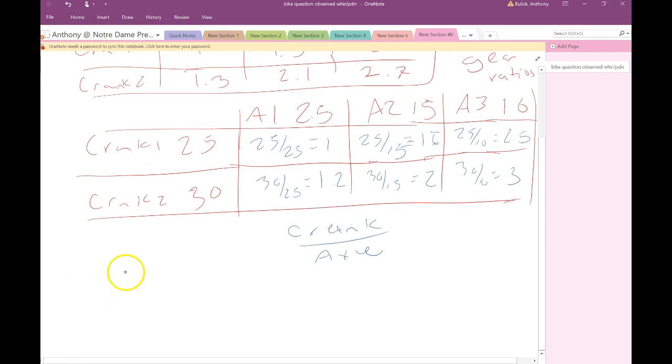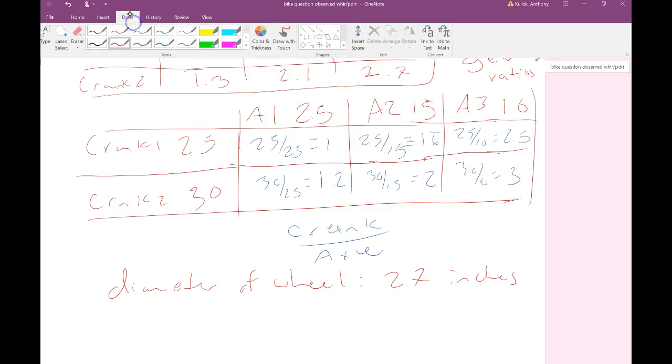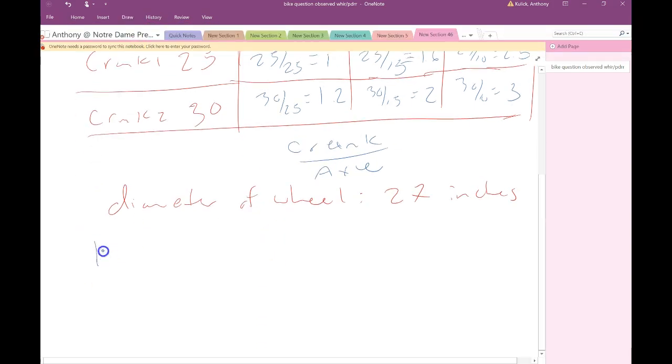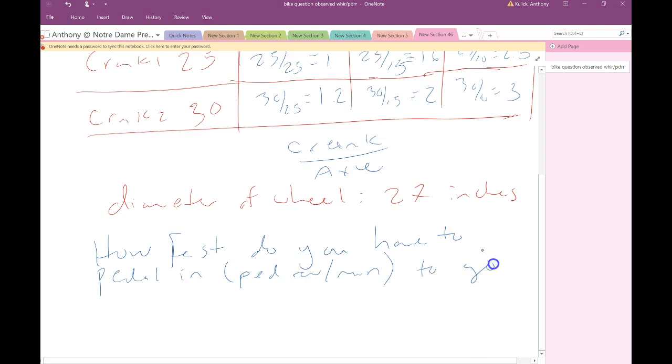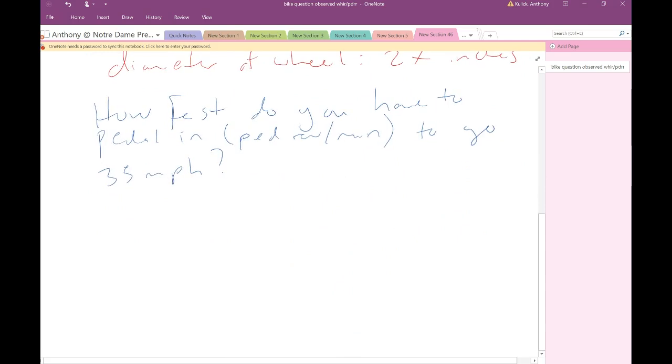Okay? And I probably also need to tell you the diameter of the wheel. Let's say that was like 27 inches or something. And then I could ask you how fast you have to pedal, in pedal rev per minute, to go, like, I don't know, 35 miles per hour. So I'd expect you to be able to do something like this, right? This was kind of the culminating question.